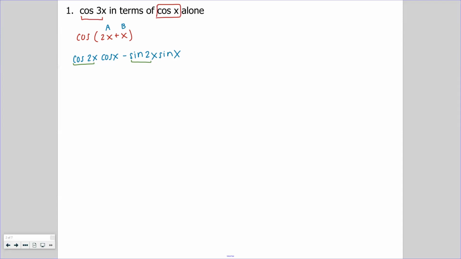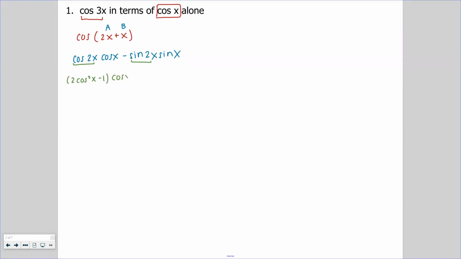So the cosine of 2x actually has 3 expansions, though. So we have to be really careful about what expansion we want to use. Only one of the cosine 2x expansions has only cosine in it, and that is 2 cosine squared x minus 1. So we're going to make sure we use that expansion because that's the only expansion for the cosine of 2x that doesn't include sine, right? So the way that we choose the identities becomes really important in these types of questions.